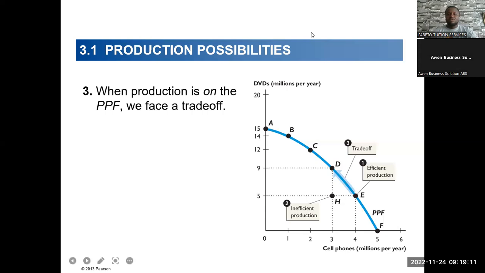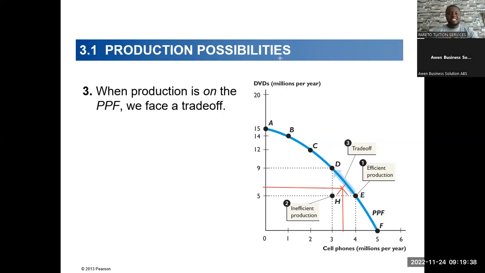Now we can even move to this point. Let me show you this. We can even move to a point here from point H, where we are even getting more of both goods. I hope you can see that. Yes. So if we are at a point like this, we are even getting more of both goods. I mean, we are not sacrificing anything. So that is a free lunch.